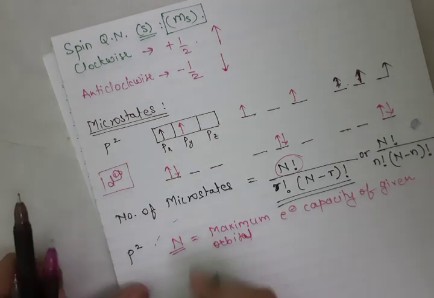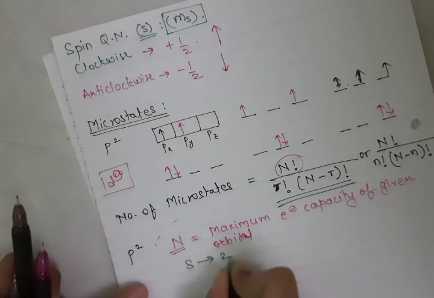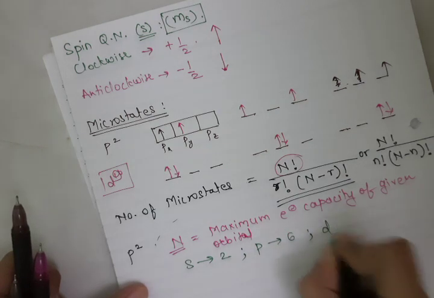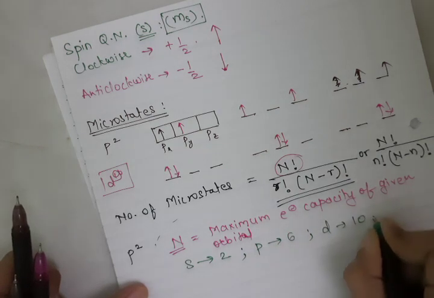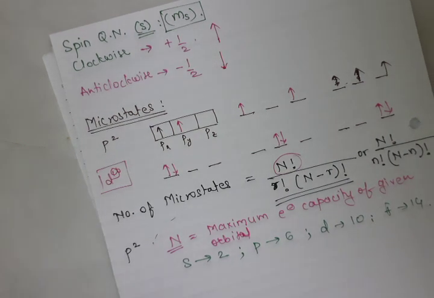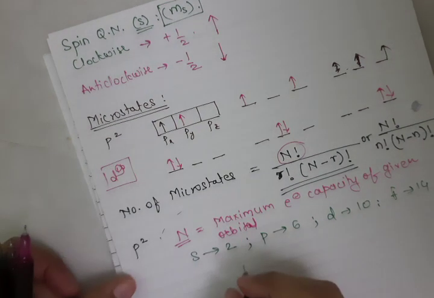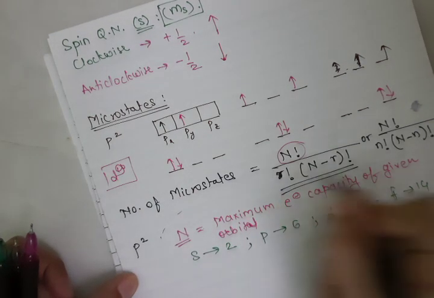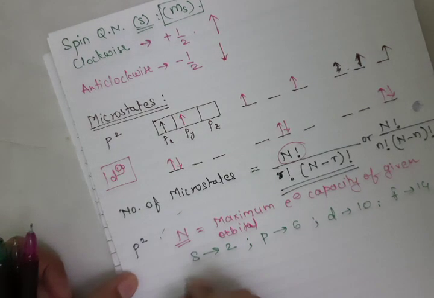We'll write here. For s orbital it is 2. For p orbital it is 6. For d orbital it is 10. And for f orbital it is 14. Maximum electron capacity is 14 electrons. And what is this r, or you can call it x, y, z. Let's call it r here.